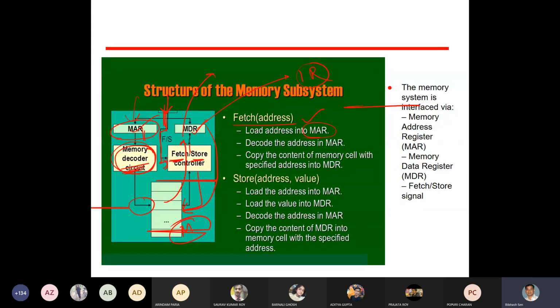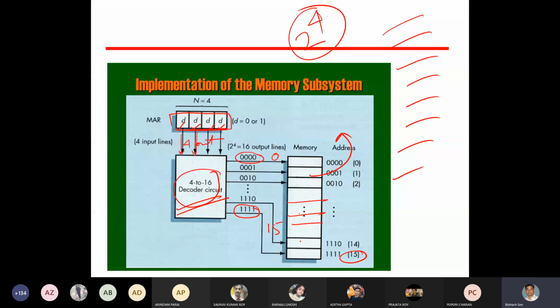So in this way, copy the contents of the MDR into the memory cell with the specified address, it will be loaded. Now, in this same thing, after decoding, if the instruction is a store it will be stored, and if it is found to be a fetch instruction, it will be fetched from the specified location.